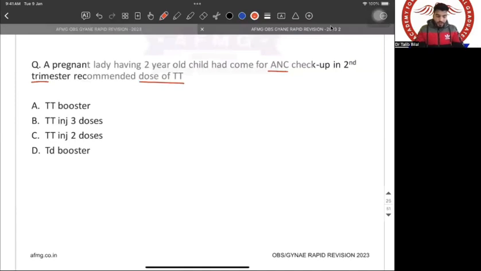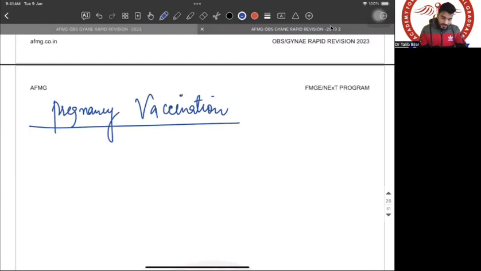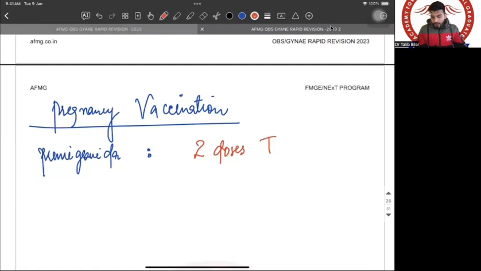Okay. So if I talk about, guys, the pregnancy vaccination, let me write it here. Pregnancy vaccination, guys. If she is a primary gravida, then guys, you have to give 2 doses of tetanus toxoid. First dose as soon as possible, whenever you will give first dose, guys.